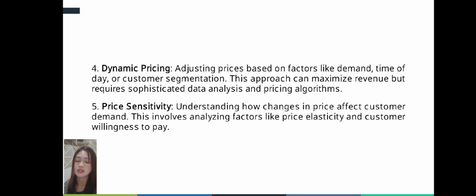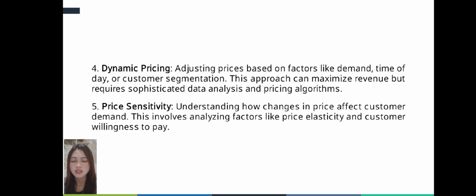Another example is an Airbnb. So depende ang pricing sa occasion or event ito na certain place na in demand. For example, holidays or may mga concerts somewhere. It changes prices actually sa mga hotels are paiba-iba. The fifth one is price sensitivity. So understanding how changes in price affect customer demands. This involves analyzing factors like price elasticity and customer willingness to pay.